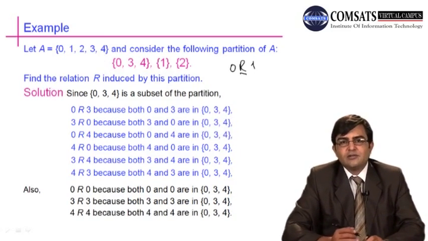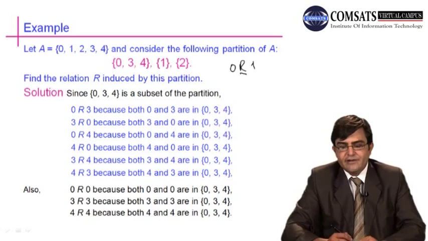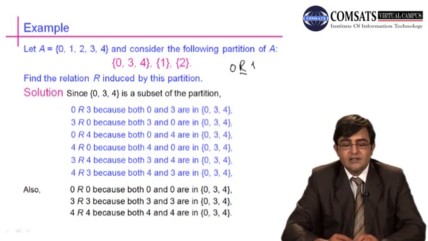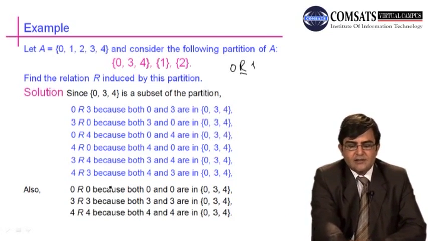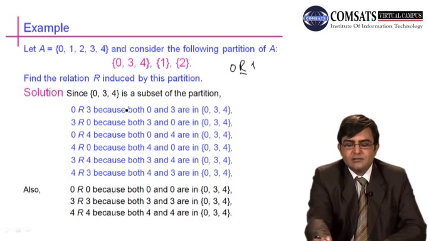Because 0 belongs to a different set and 1 belongs to a different set. So any two elements are related under this relation if they belong to the same set. Now here we can say that 0 is related to 3, and 3 is related to 0. Why is 0 related to 3? Because 0 and 3 belong to the same set.